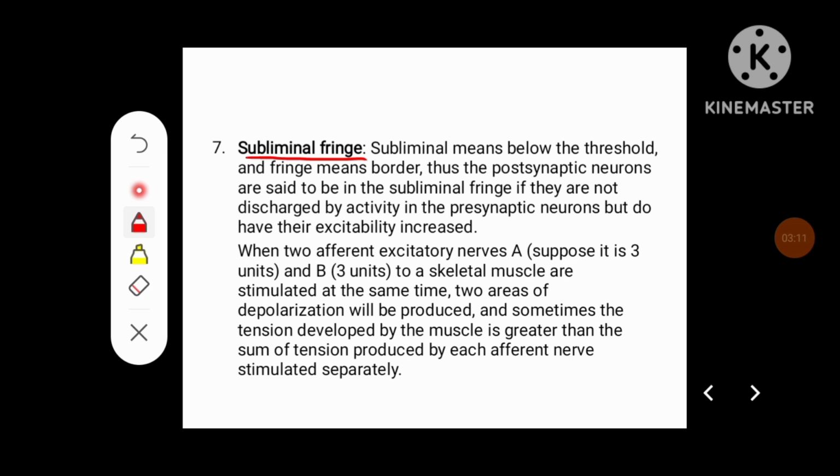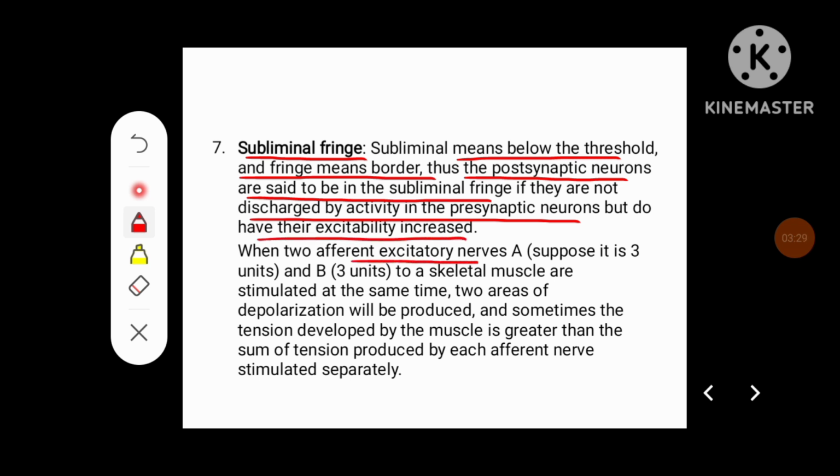Subliminal fringe. Subliminal means below the threshold, and fringe means border. Thus, the postsynaptic neurons are said to be in subliminal fringe if they are not discharged by activity in the presynaptic neurons, but do have their excitability increased.